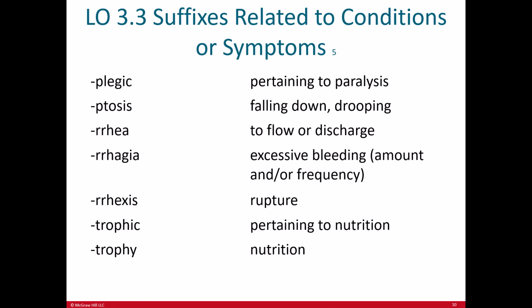And then we have ragia. Ragia is excessive bleeding, and that could be in the amount or the frequency. I also think of a raging river busting forth. It's really flowing. Rhexis, I think of the X. X marks the spot where it ruptures. So rhexis means rupture. Trophic, pertaining to nutrition. Trophy, which is nutrition. You'll hear of hypertrophy.